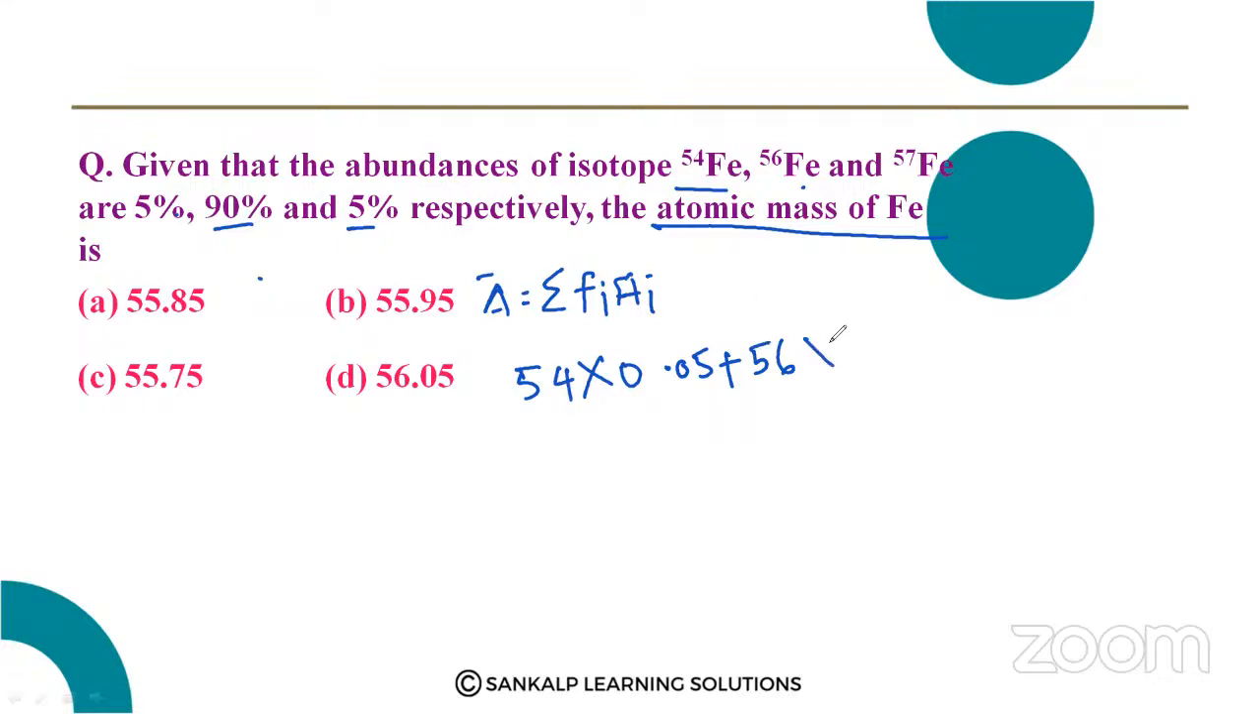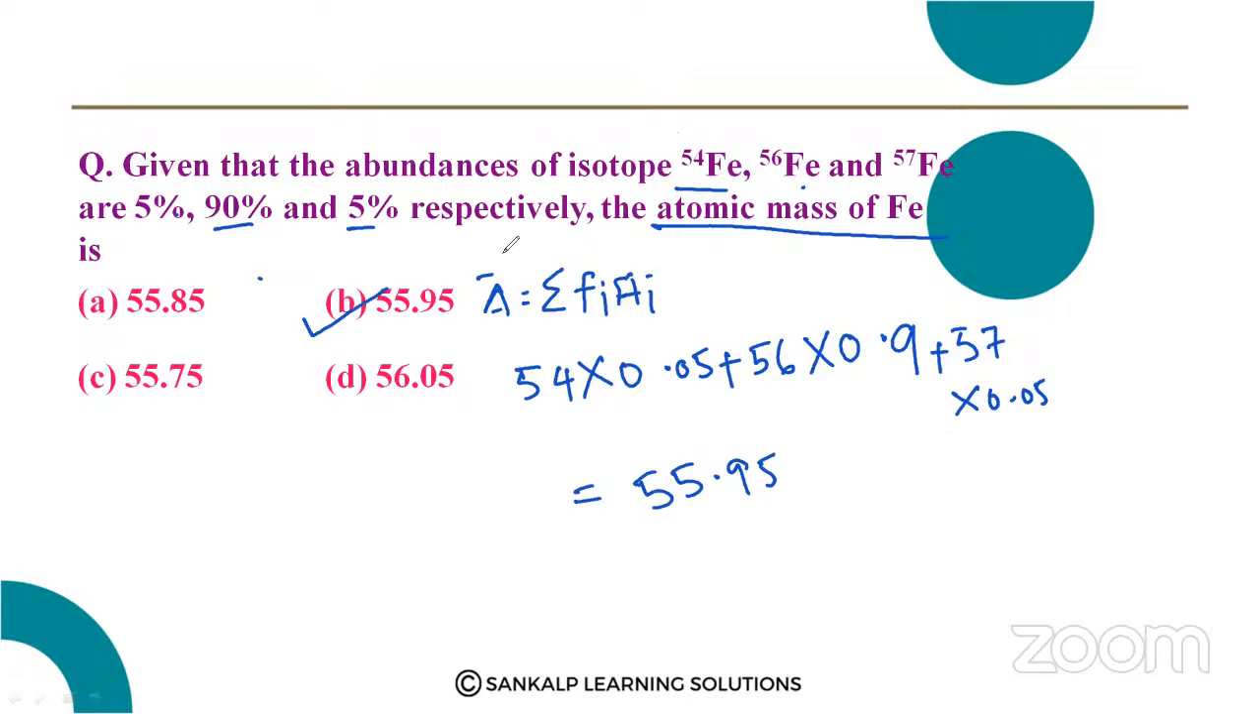Okay, 56 into what is its percentage? It is available in 90%. So 90 by 100 is 0.9. Okay, 0.9 is its fractional abundance, plus 57. The third isotope is 57 into how much? 5% is 0.05. So when you calculate this, it comes to 55.95. Okay, so this is the correct answer.